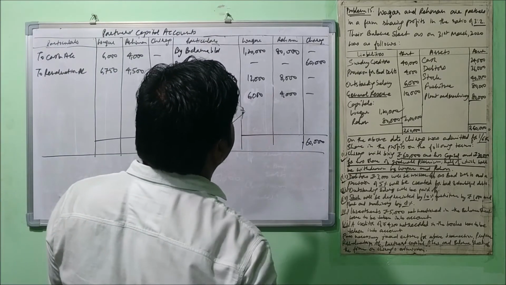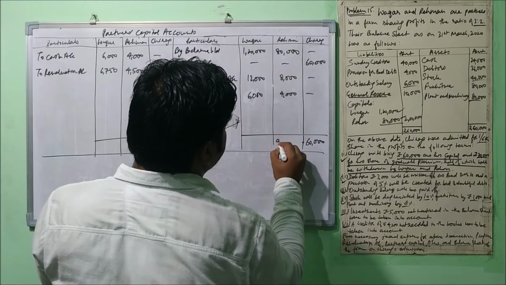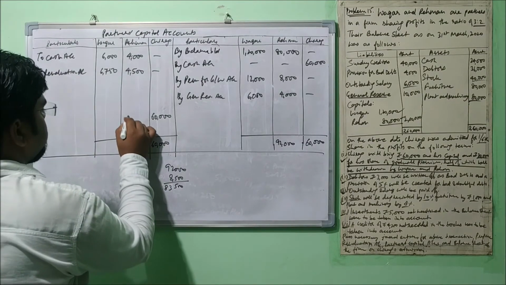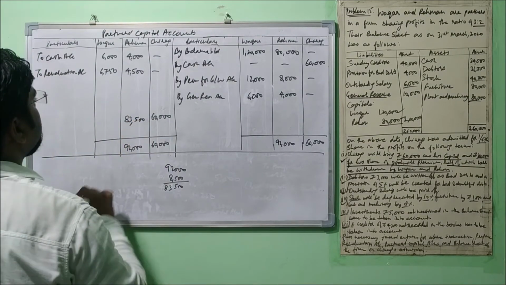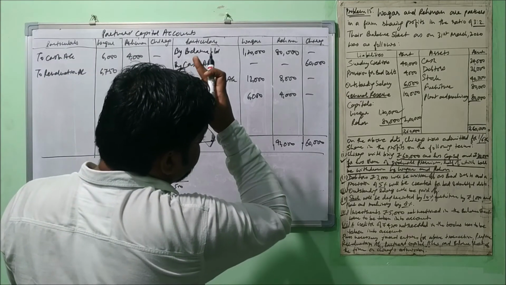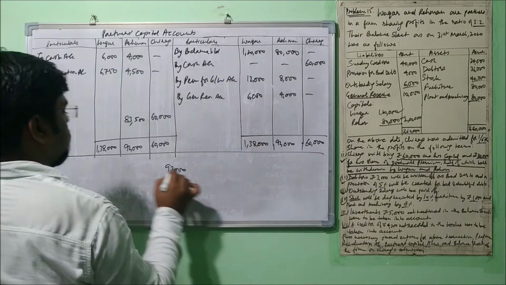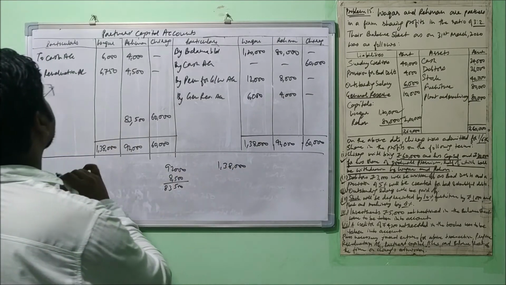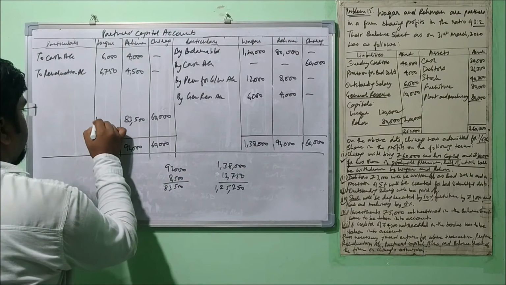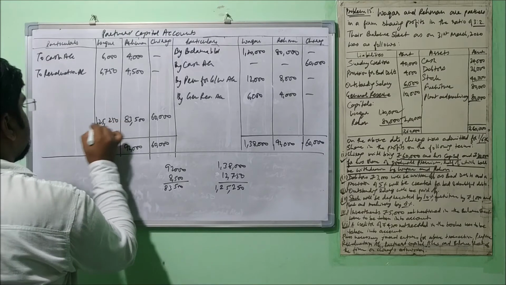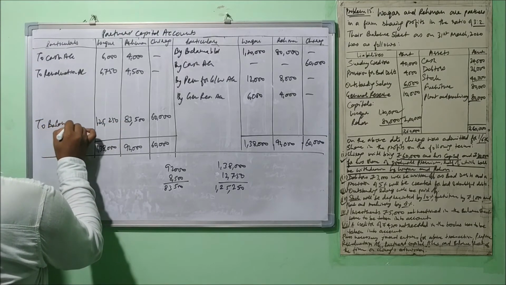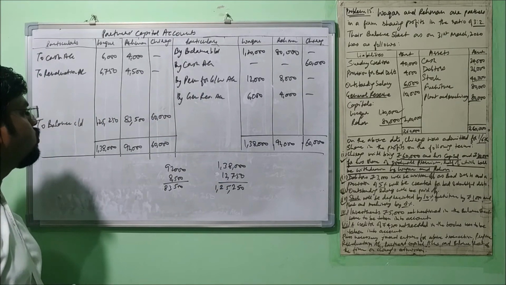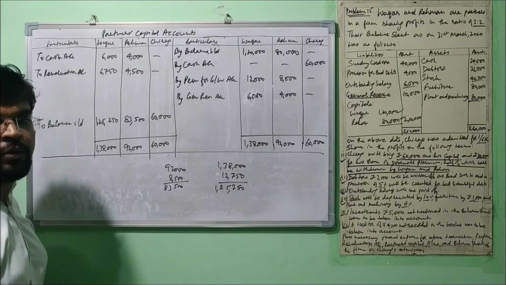Now let's calculate for Rahman. It's 92,000 total. Out of this 92,000, we have to deduct 8,500. That is 83,500. Now let's talk about Vakar. What is the total here? 1,38,000. Out of this 1,38,000, we need to deduct 12,750. That is 1,25,250. That goes to the balance sheet. So 1,25,250, 83,500 and 60,000.